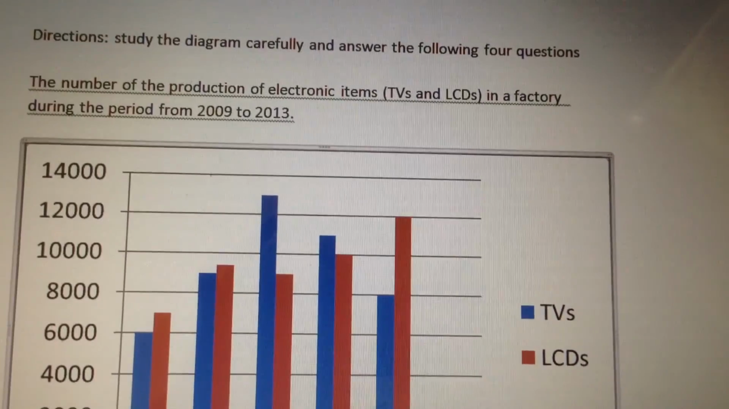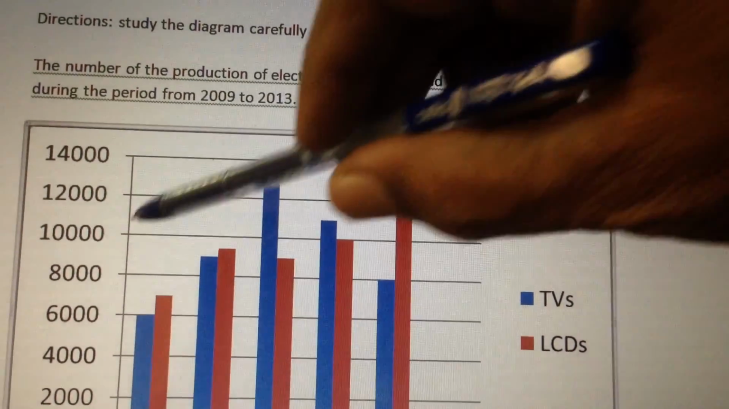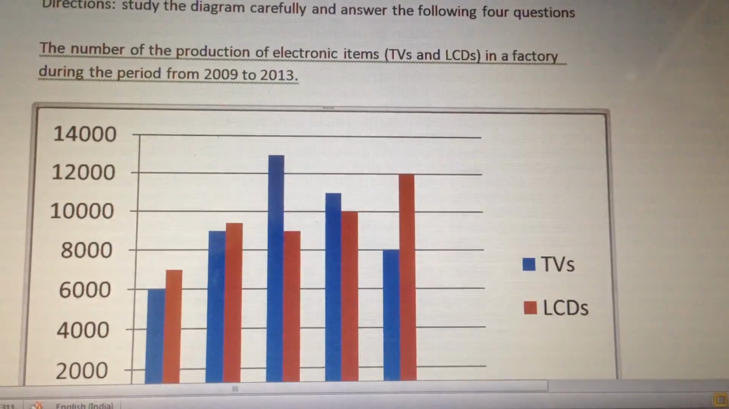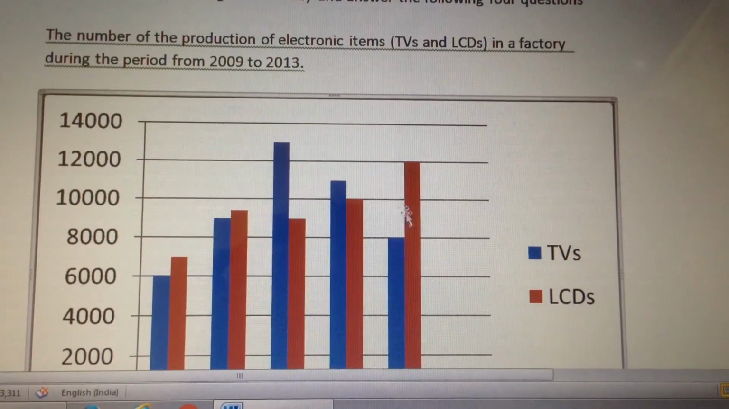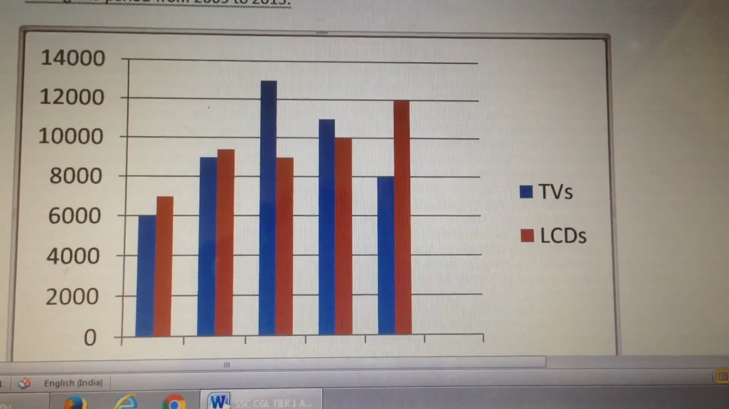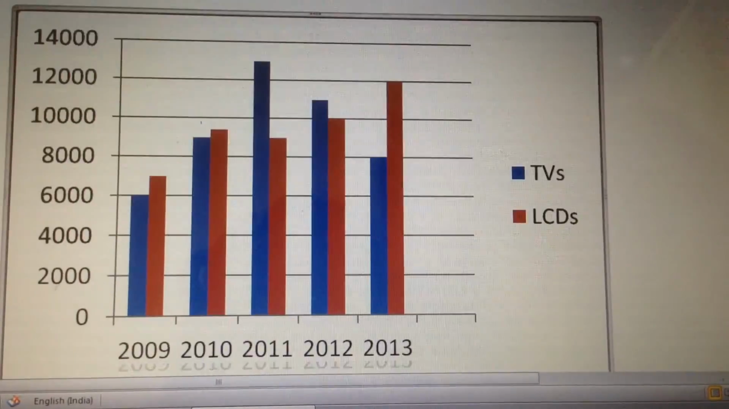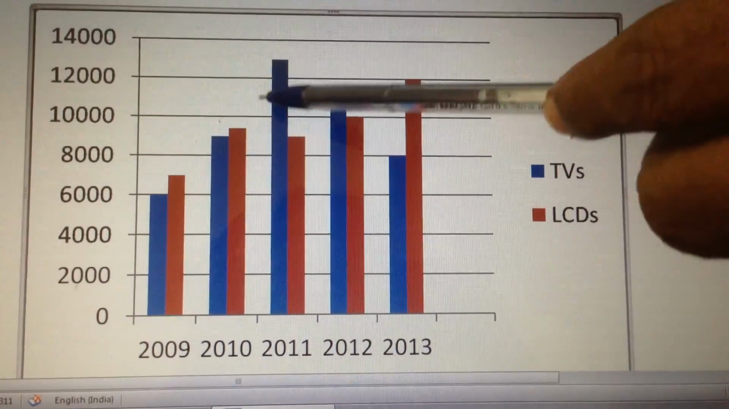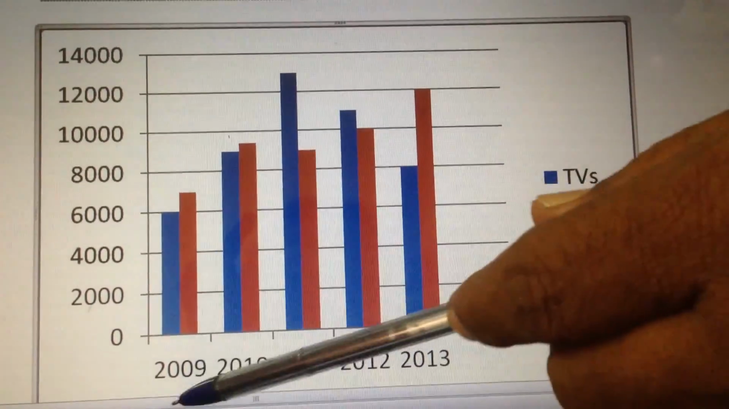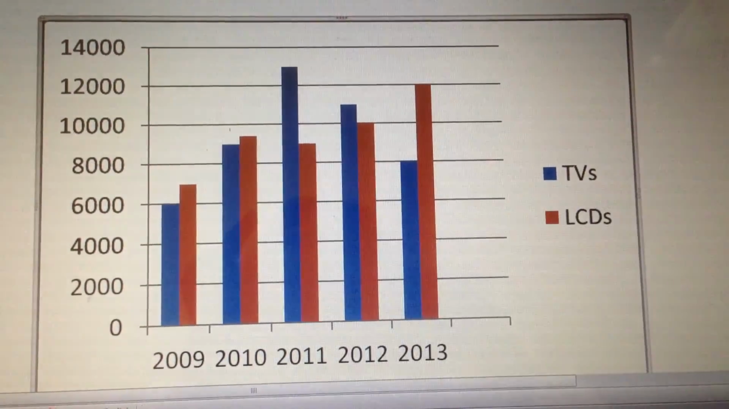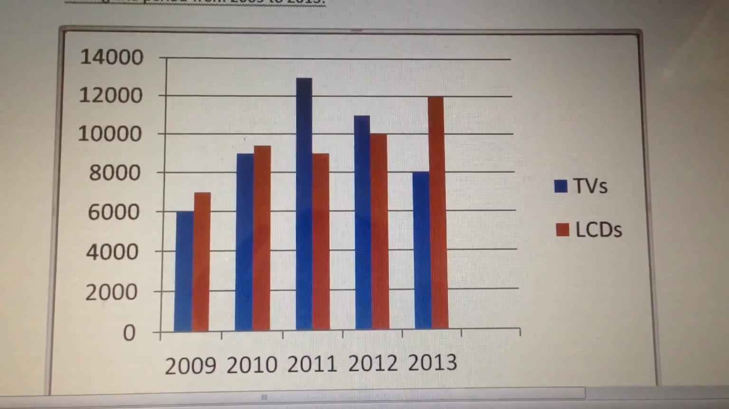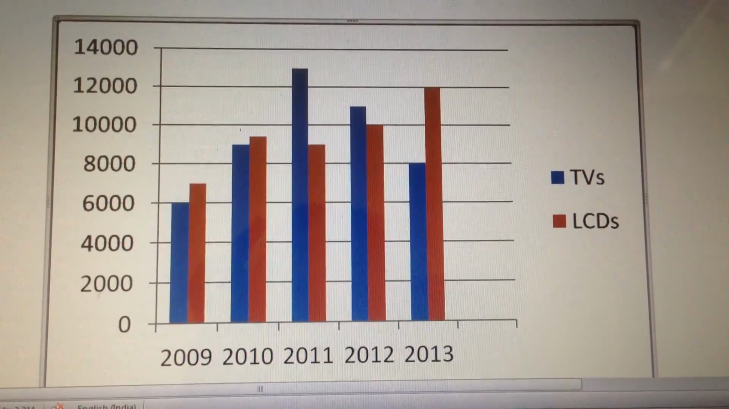In this diagram, total production of electronic items is given on the y-axis, and the years 2009 to 2013 are given on the x-axis. This blue is TVs, and this one is LCDs in 2009, 2010, 2011, 2012, 2013, and this is the total number of production. Now let us see the questions.